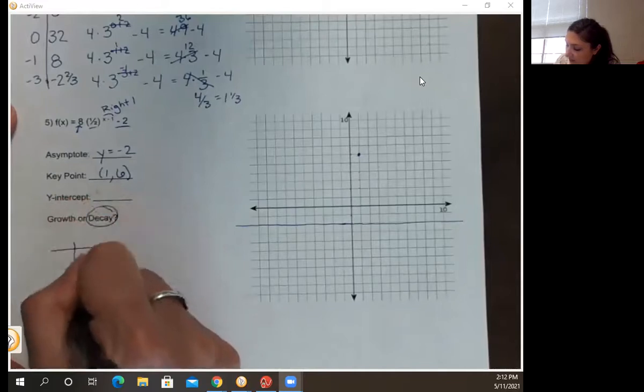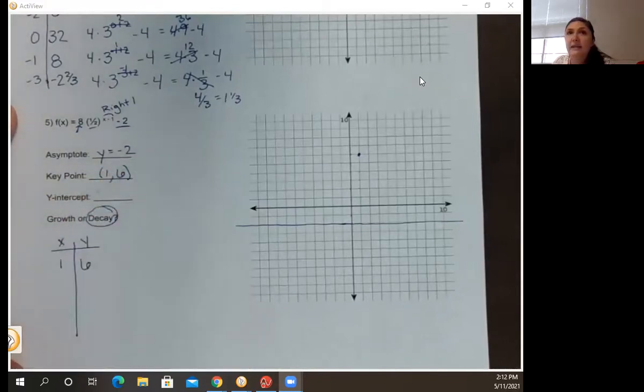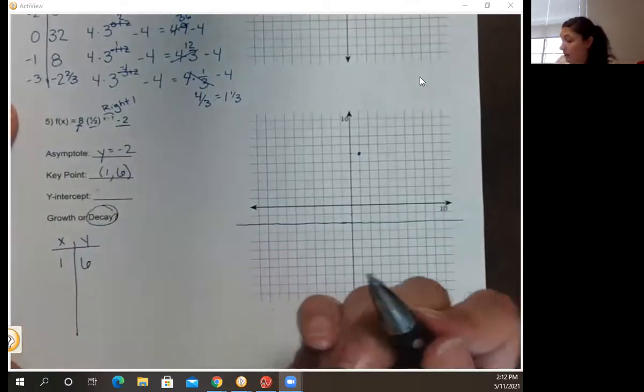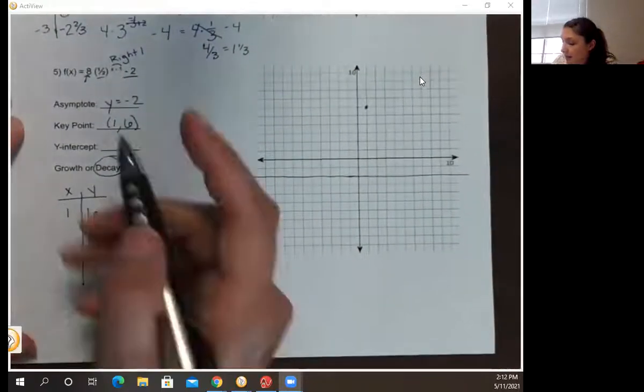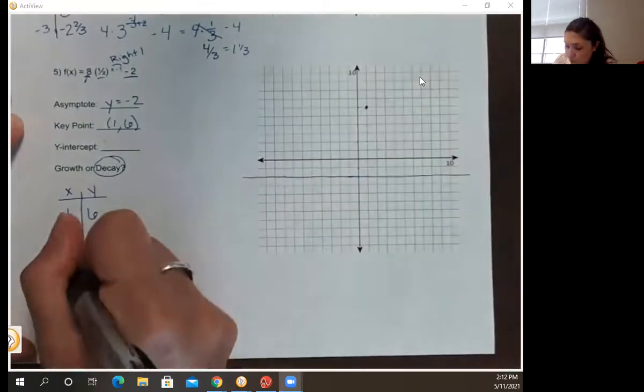Now we want to find our y-intercept and one other point. So I'm going to make a table so I can plug in some values for x. So I like to record that key point since it's one that we already have. We've got it graphed. I need the y-intercept, so I'm going to plug in x is 0. And then we can plug in, let's try 2.